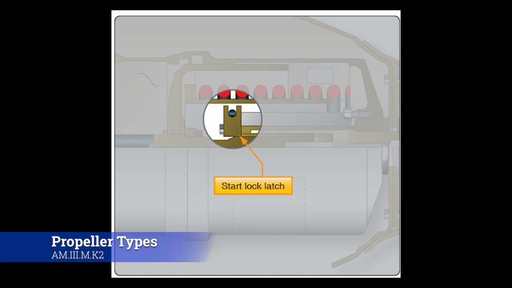Now, these can be internal or external and are contained within the propeller hub. In flight, the latches are prevented from stopping the blades from feathering because they're held off of their seat by centrifugal force. As the blade spins, it pulls the latches up so that the blade can move freely.